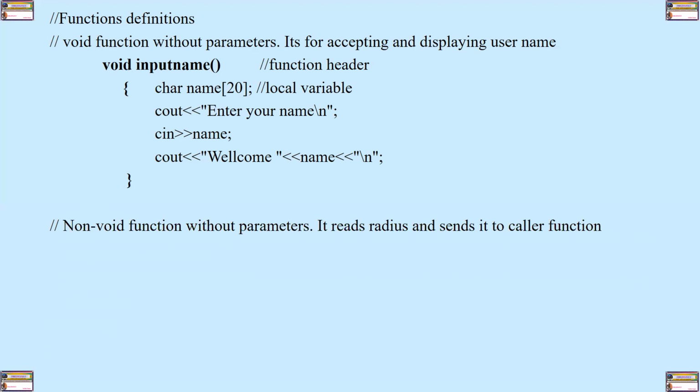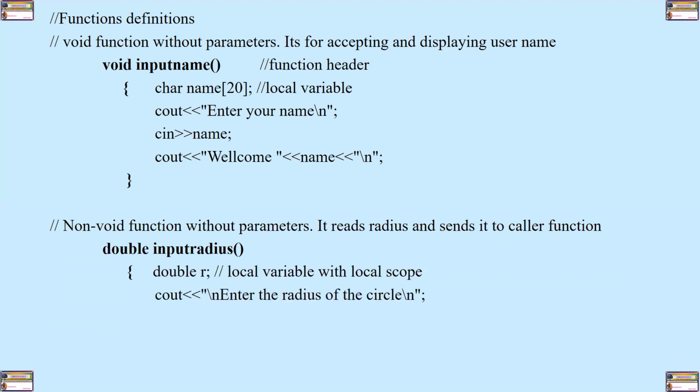The next function is for inputting radius, just as we have said. This function is not receiving any value from anywhere. It is prompting the user for radius, and the value of radius is stored in a memory location called R, which is local. Then this function sends back the value of radius to the caller as double.